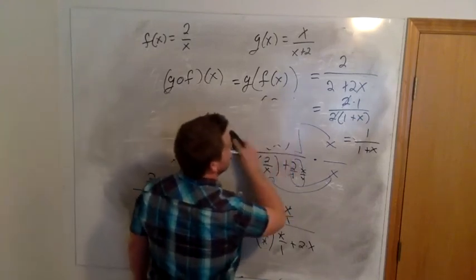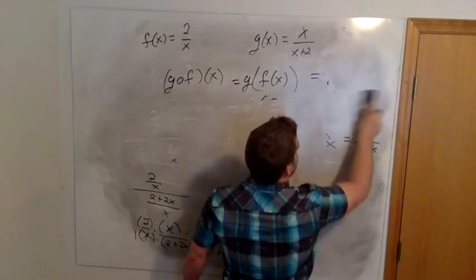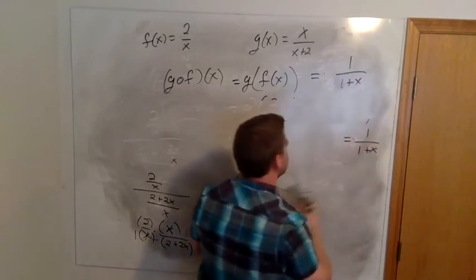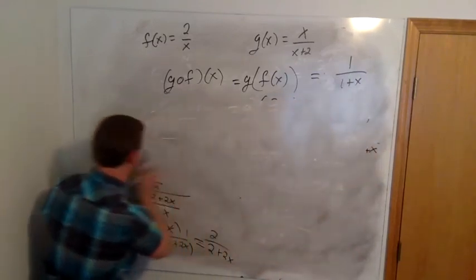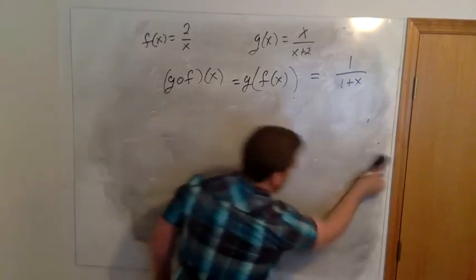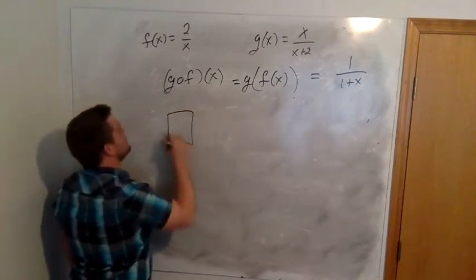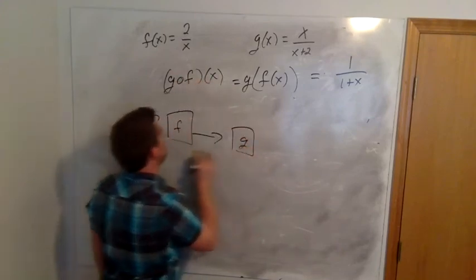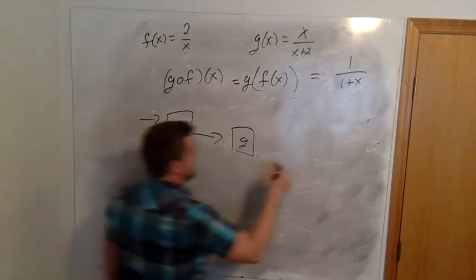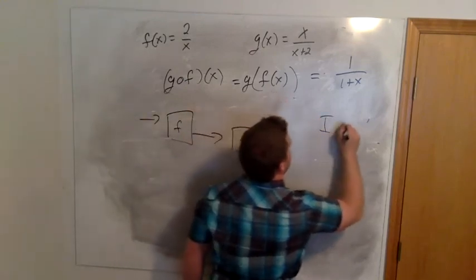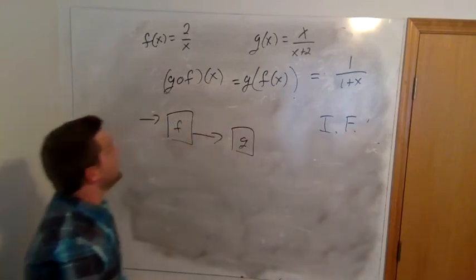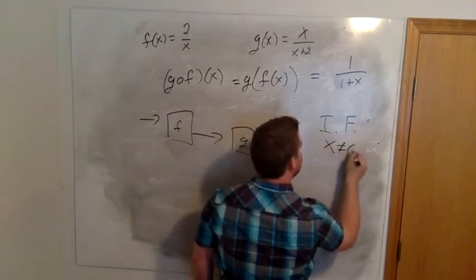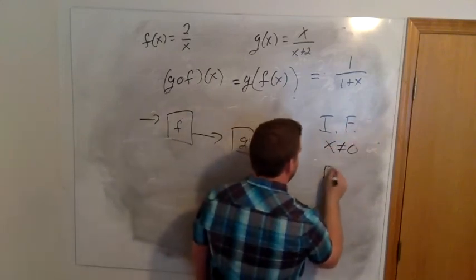Okay, let's find the domain of the composition, 1 over 1 plus x. What are we doing? We're plugging something into f, and those outputs are going into g. Let's check what I can plug into f. I need to check the inner function. What can't I plug into the inner function? I can plug in anything but 0. x can't be 0.